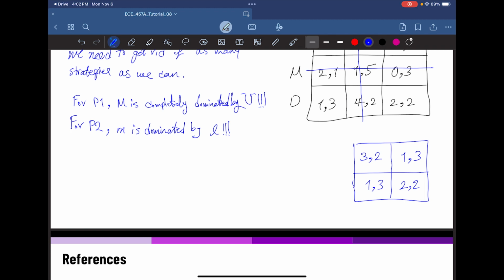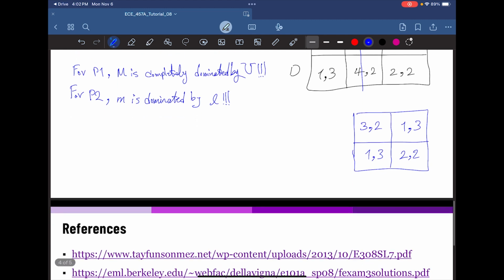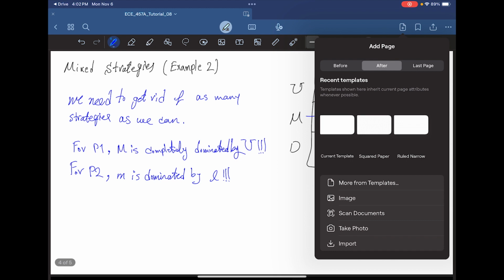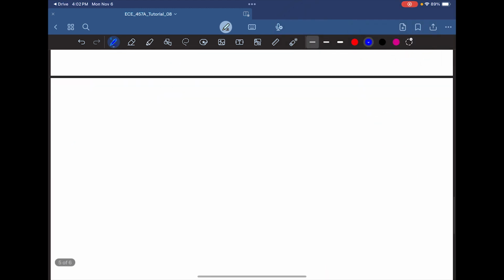Now we can move on to the strategies, the approaches that we can take. So the first one is first order condition. I need to add a new page here. Current template. Okay.